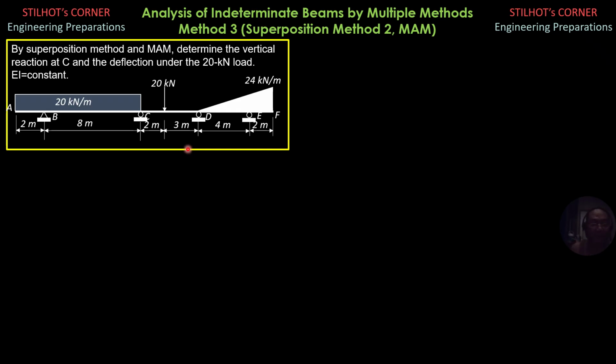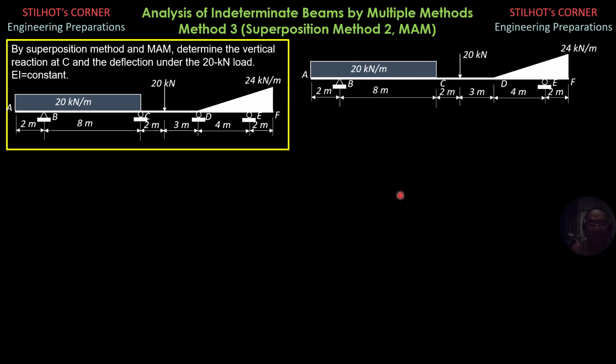So take note of the superposition method. We make the indeterminate beam determinate, analyze it this time by the moment area method for the corresponding deflections under the supports where we remove them. So take note that when supports C and D are removed, it becomes determinate, and I want you to verify the following reactions of these determinate beams.